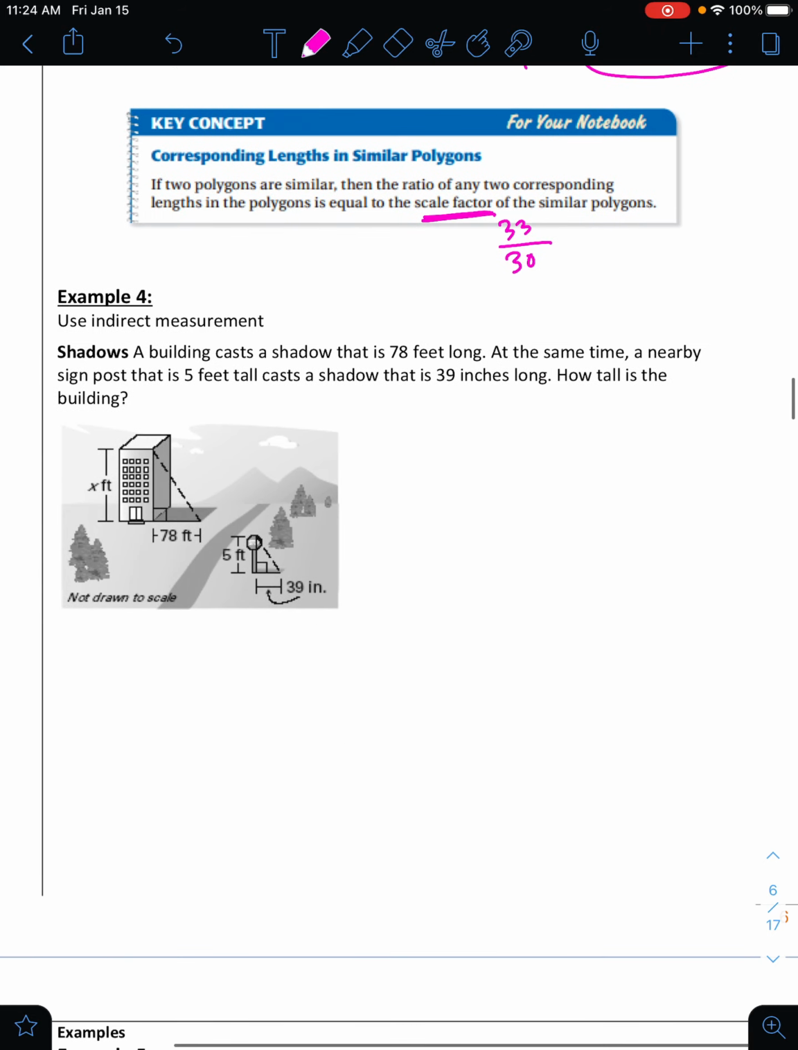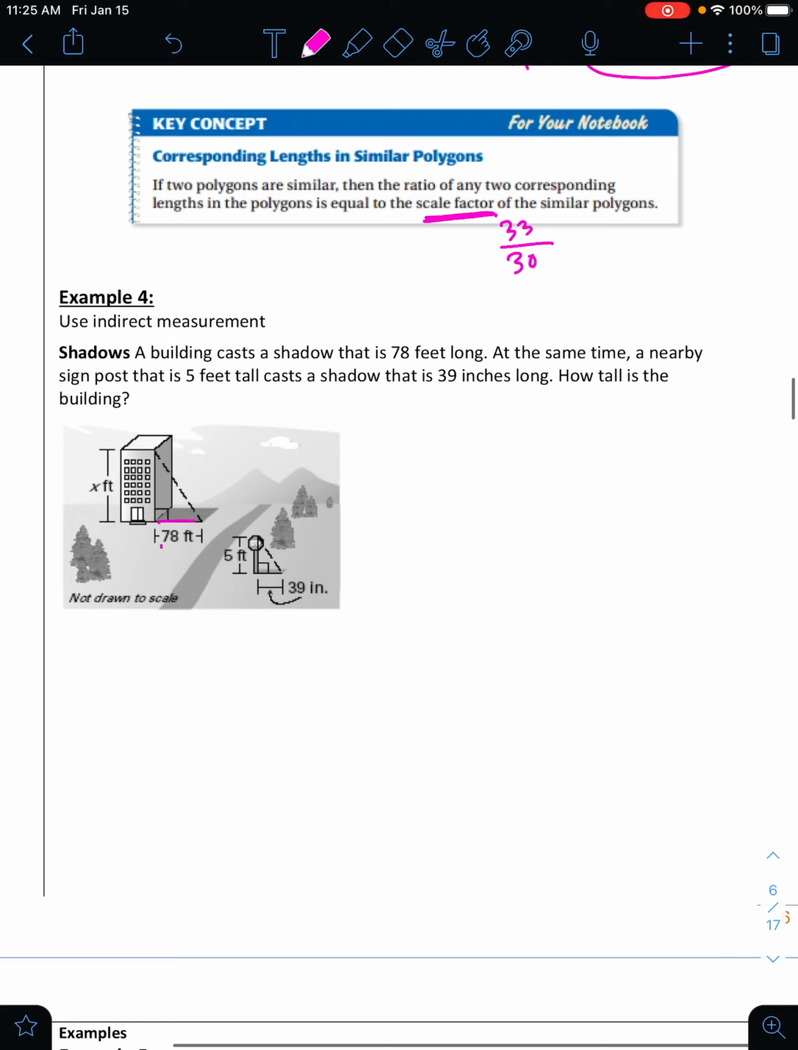Okay, we've got a couple more to look at here. All right, example 4. A building casts a shadow that is 78 feet long. So here's the shadow right there. At the same time, a nearby sign post that is 5 feet tall casts a shadow that's 39 inches long. Okay, shorter shadow. How tall is the building?